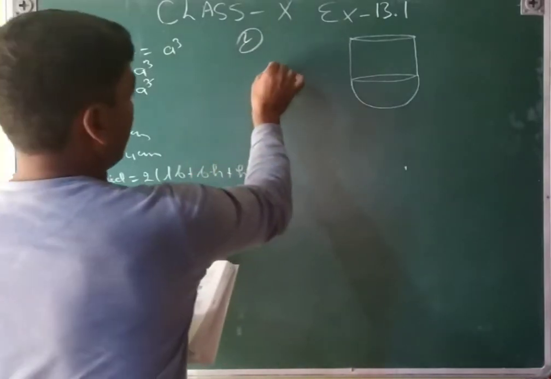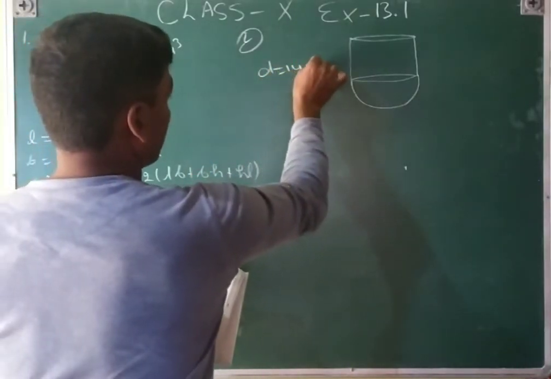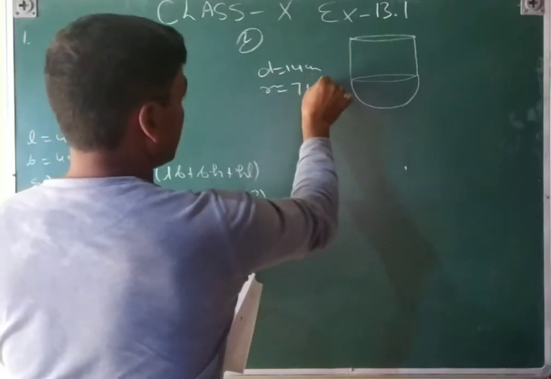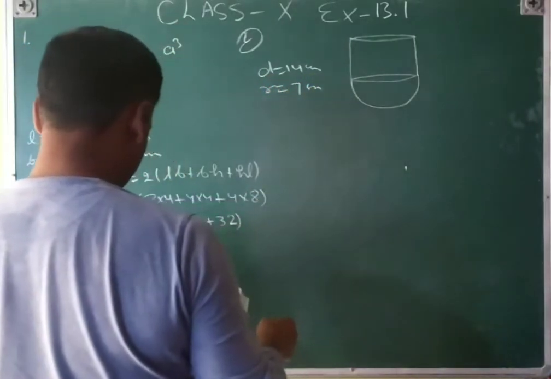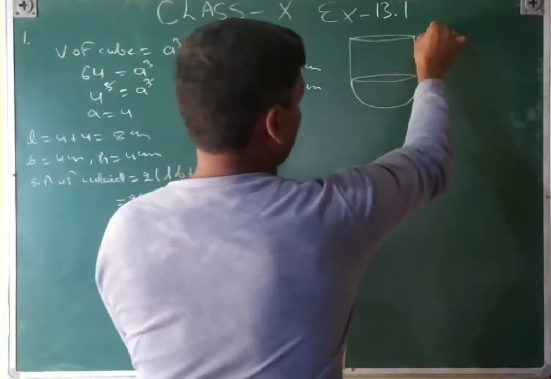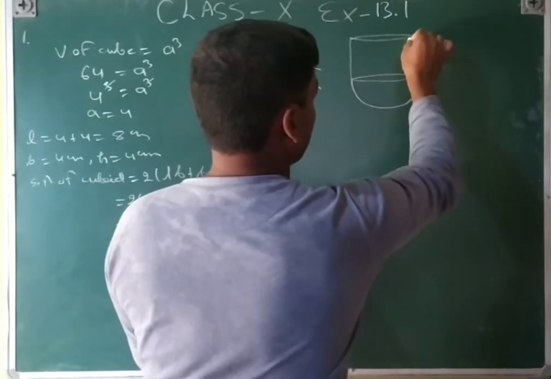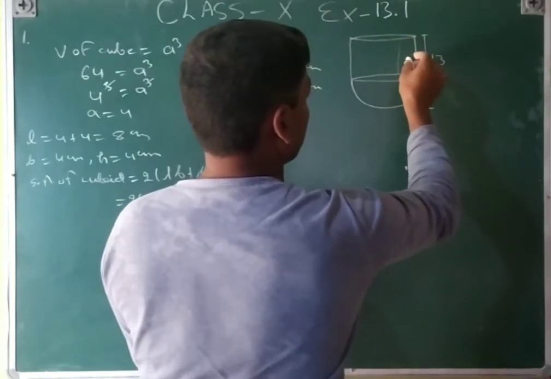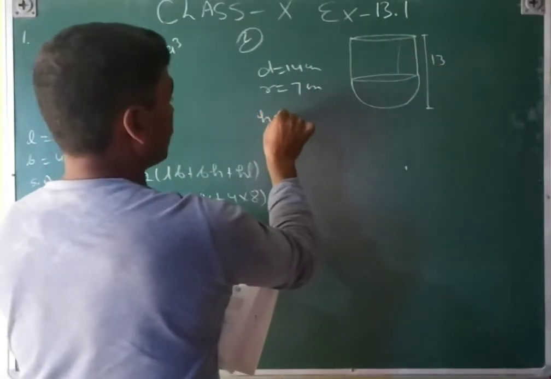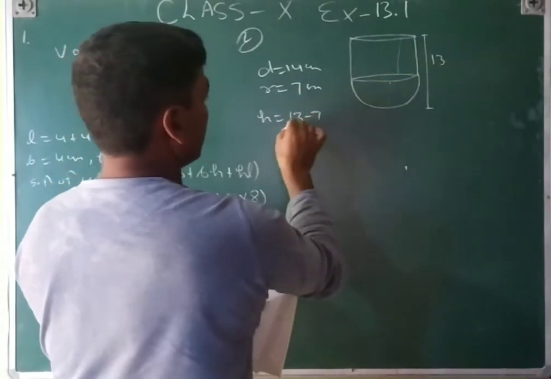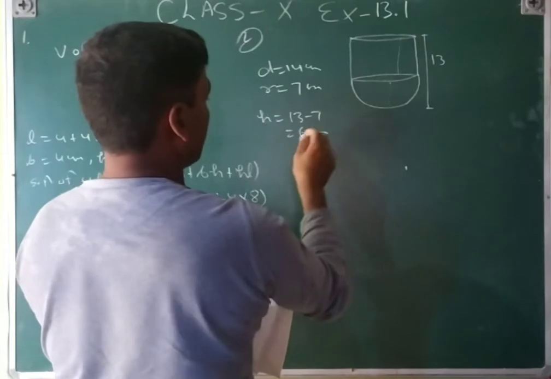Diameter is given, D is equal to 14 centimeter. So R is equal to 7 centimeter. And then the whole height is given, 13, that is 13 up to here. So the height of the cylinder will be H is equal to 13 minus 7, the radius subtracted, is equal to 6 centimeter.